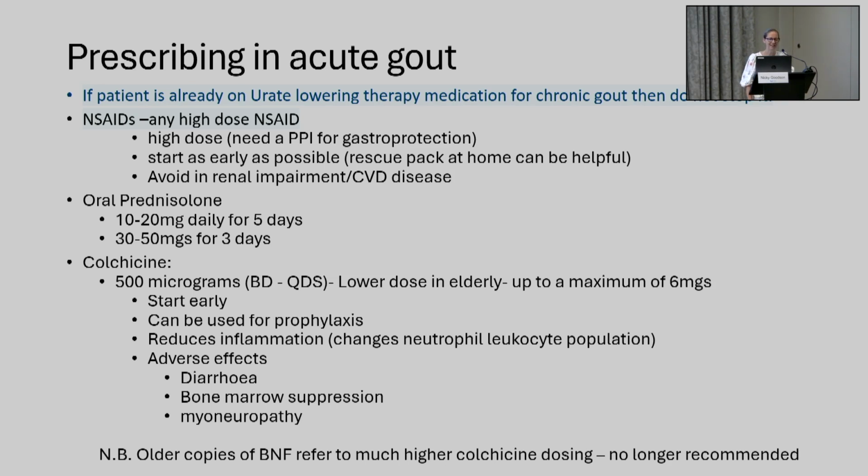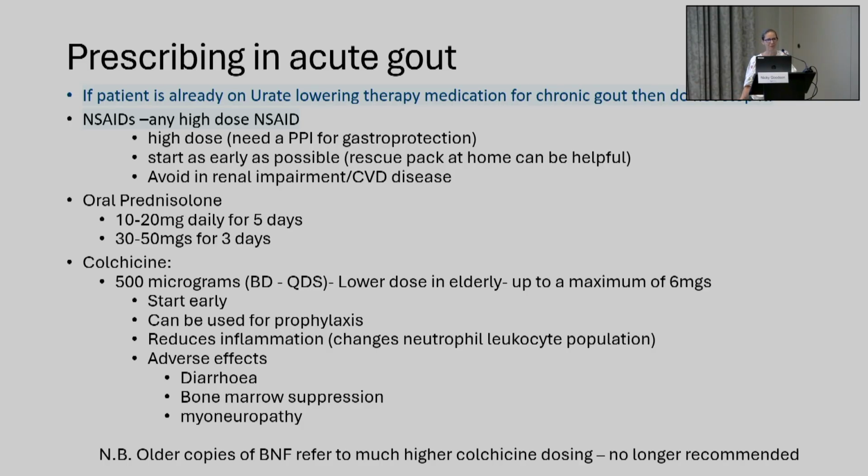And then colchicine. Colchicine, 500 micrograms twice daily, or QDS, is effective management for an acute gouty attack. We tend to use a lower dose in the elderly or people with renal impairment. Start early, it's more effective if it's initiated early. So again, this rescue pack at home is really helpful. It reduces inflammation. Unfortunately, colchicine has adverse effects, the most common of which is diarrhea, which is very dose dependent, but it can cause bone marrow suppression, myoneuropathy, a drug-induced myositis.